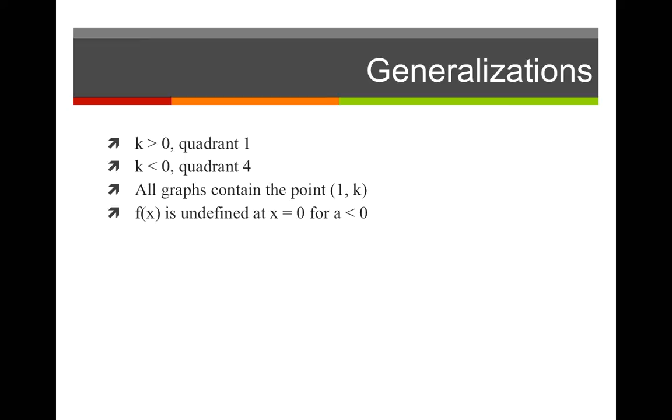If a is less than 0, then x equals 0 is undefined for f of x because you can't divide by 0. That's basically saying things like 3x to the negative 1. Well, I can't have x equals 0 because it'd be 3 over x, and that's illegal.